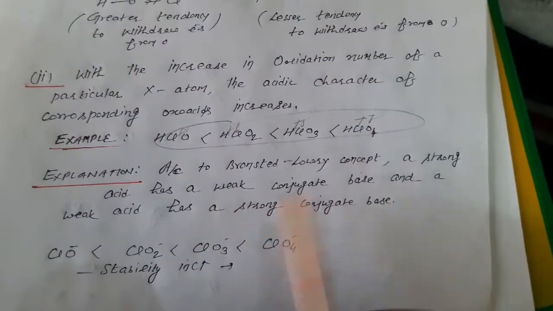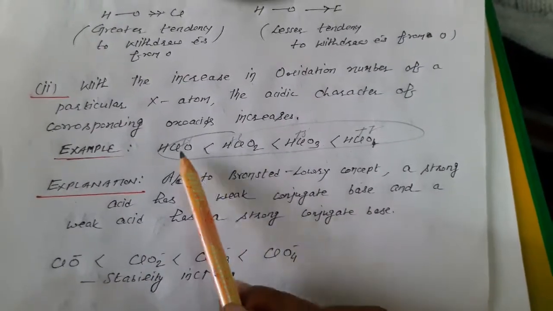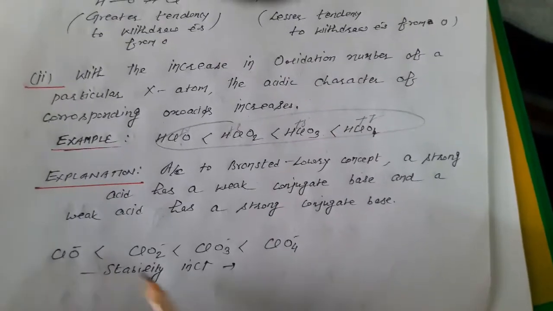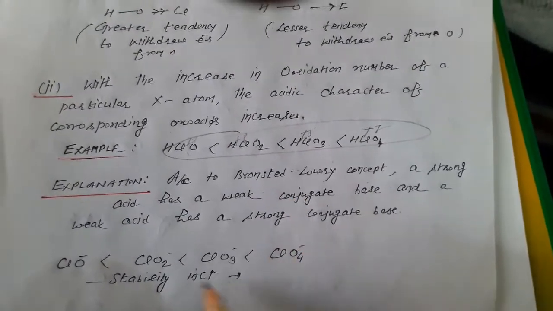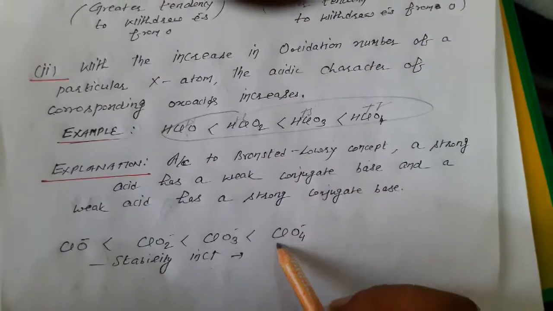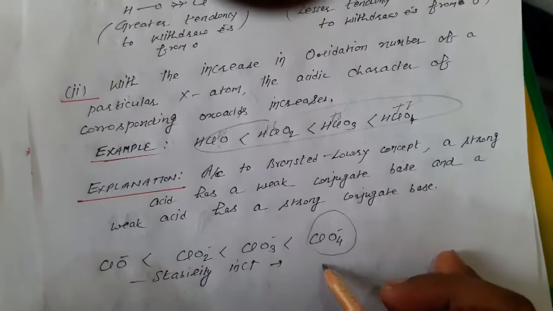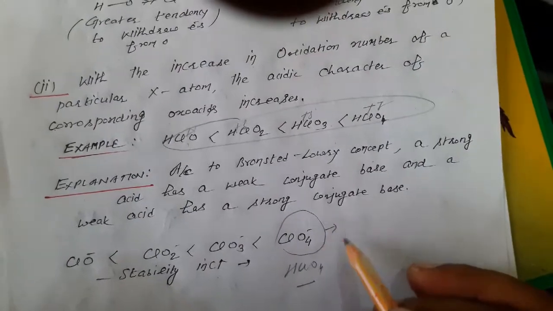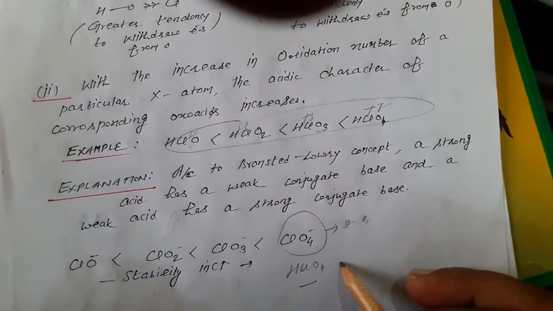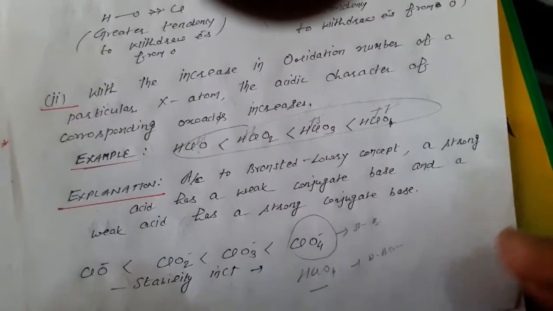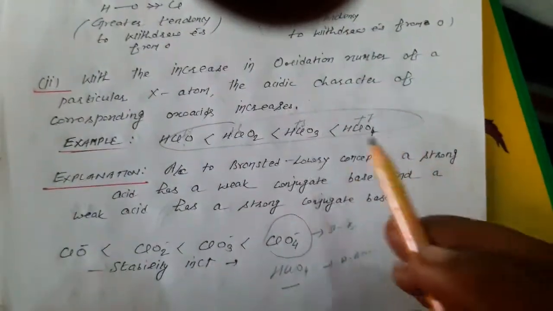According to the Bronsted-Lowry concept, a strong acid has a weak conjugate base and a weak acid has a strong conjugate base. So after removal of hydrogen, we see these anions formed, which we call the conjugate base. And which conjugate base is the strong one? This one. So that means the acid corresponding to this strong conjugate base is the weak acid, and this one will be the strong acid. So weak acid and strong base, this is the concept. According to the Bronsted-Lowry concept, the strong acid has a weak conjugate base. So this is the strong base.